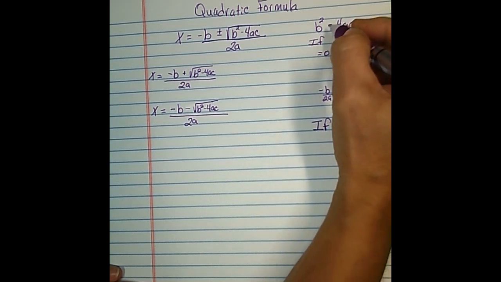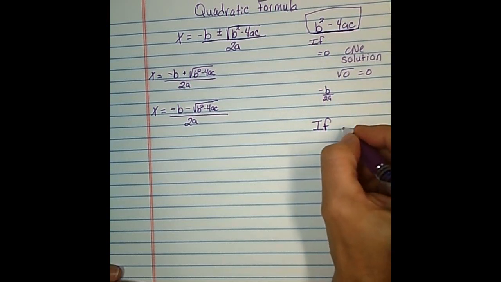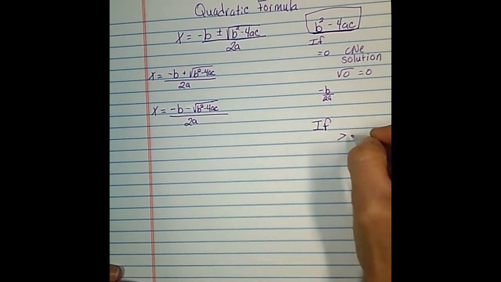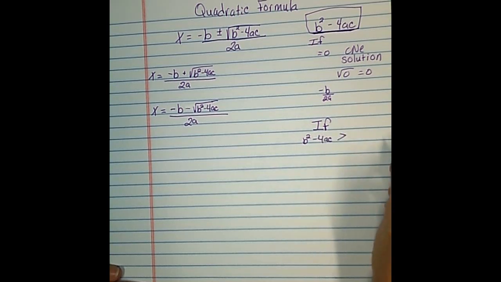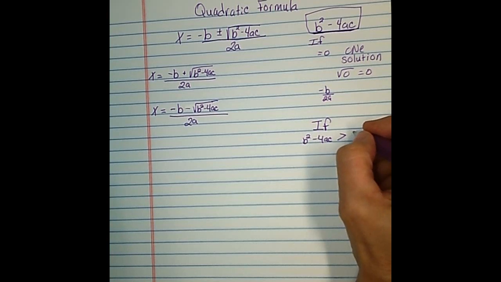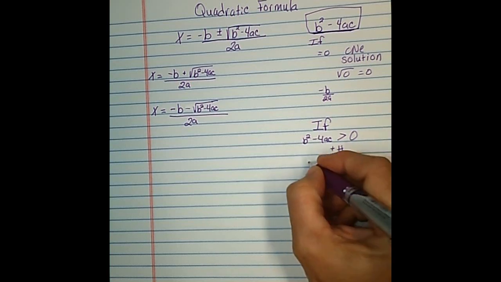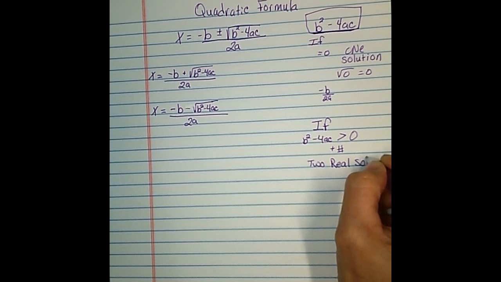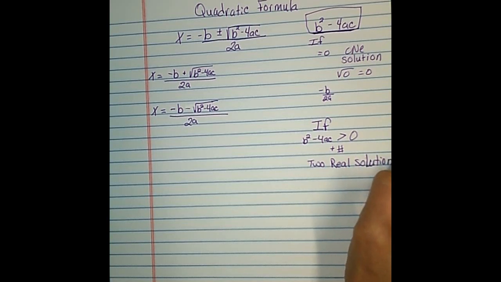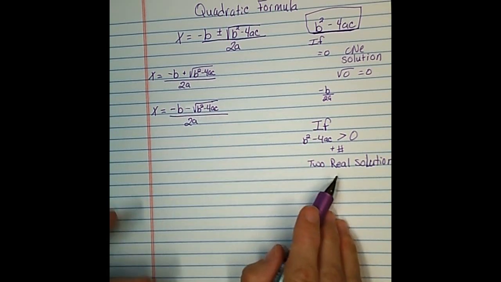If this discriminant right here is greater than 0, and I'll go ahead and write it here just so you can see it, it's not equal to, it's just greater than, meaning it's a positive number, then I'm going to have two real solutions, and those solutions could be rational or irrational. It just depends. If I had a square root of 4, we know it becomes 2. If I had a square root of 2, we get a decimal number, and it can be irrational.